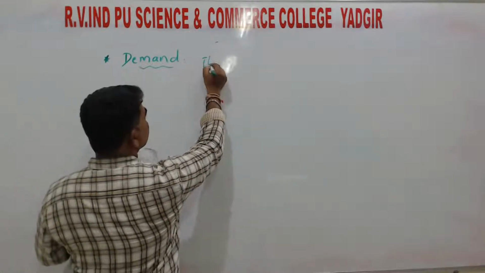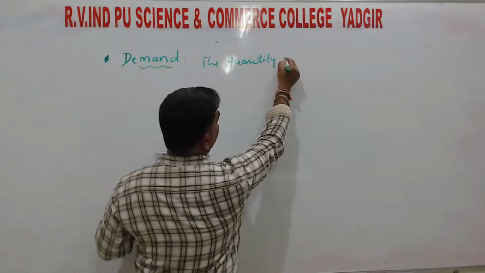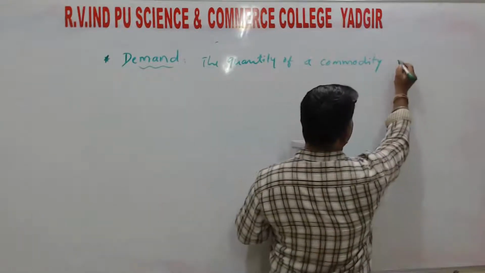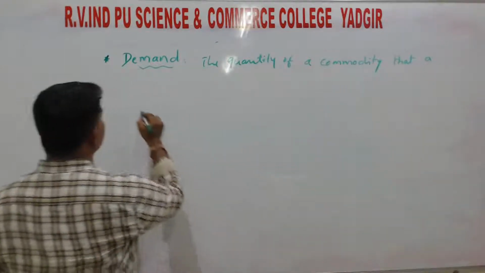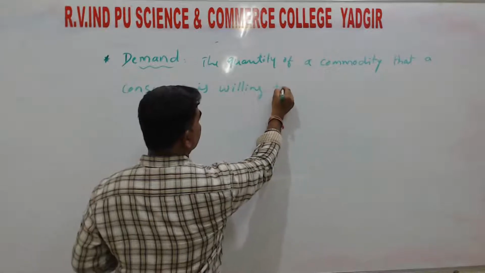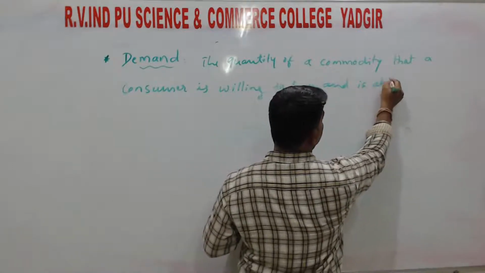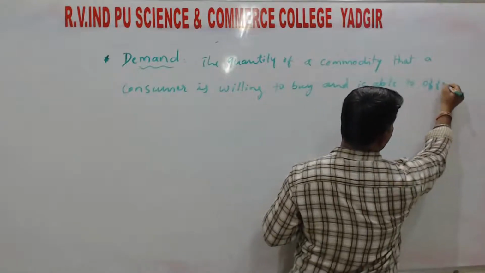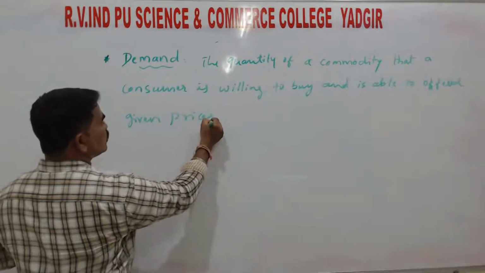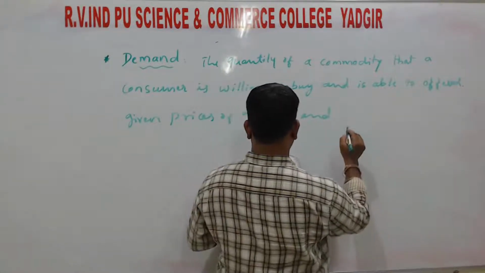I'll mention that here. Demand is the quantity of a commodity that a consumer is willing to buy and is able to afford, when the price of the good and the consumer's taste and preferences are given.